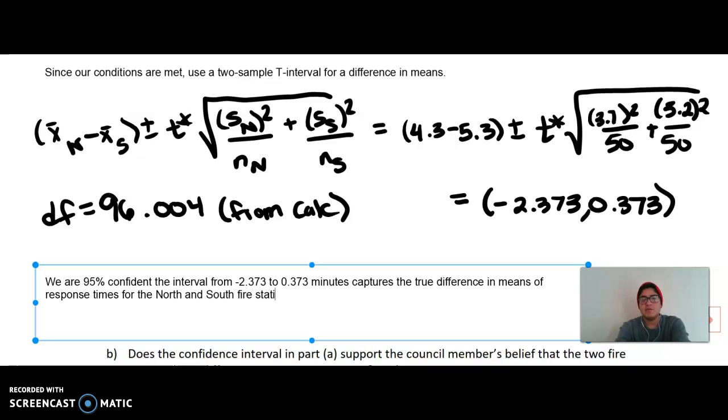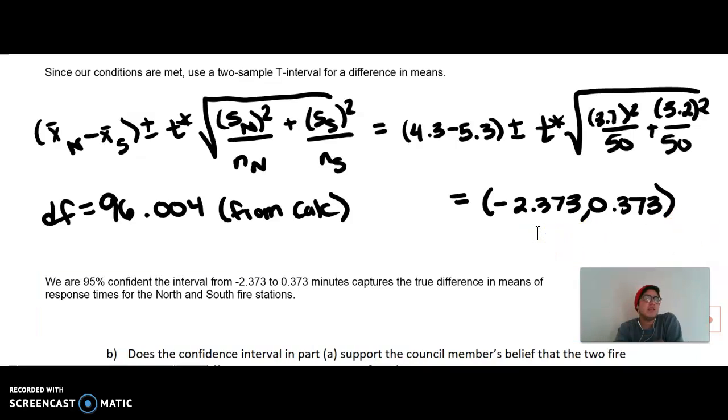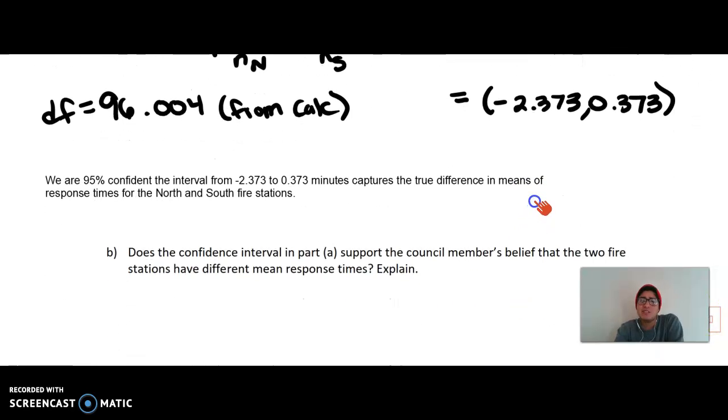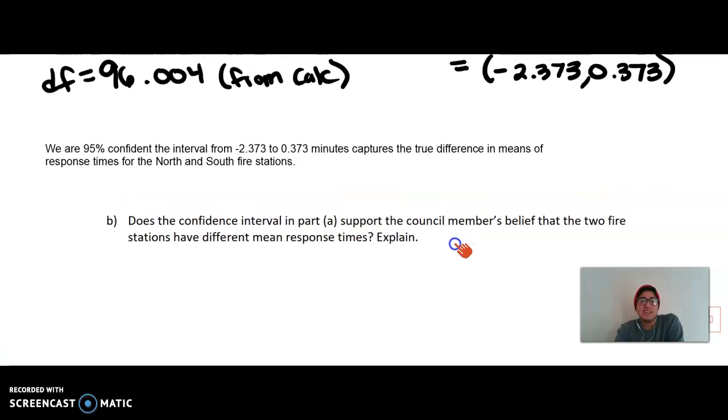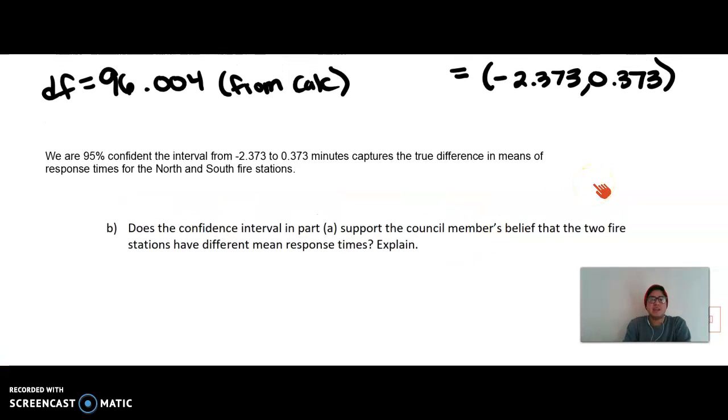Now, if I wanted some information about the confidence level, you would say something like, in repeated sampling of size 50, 95% of our constructed 95% confidence intervals from this population would capture the true difference of means of response times, etc. Now, based on our interval, does the interval support the belief that there is a difference in mean response time? So here, a little bit of math to this.